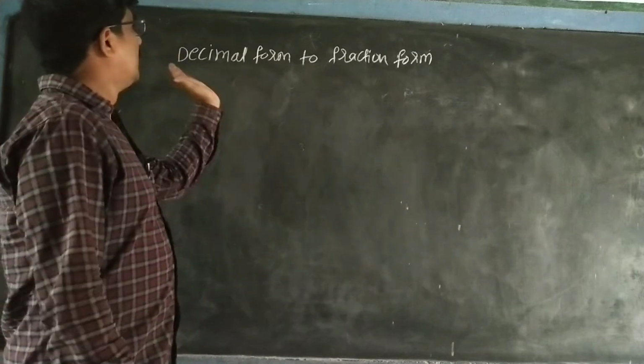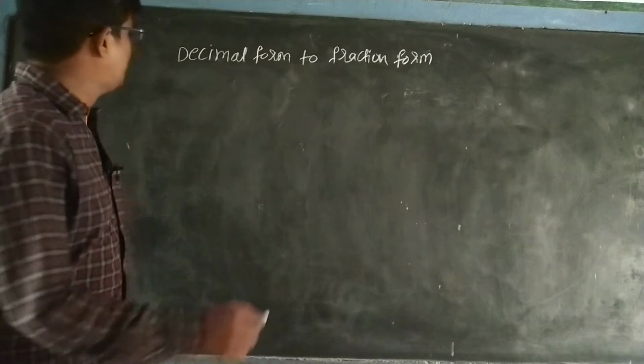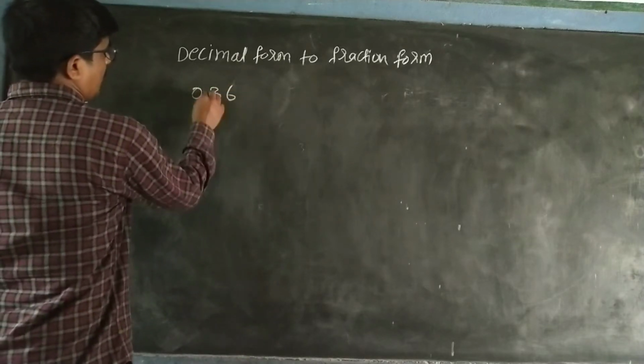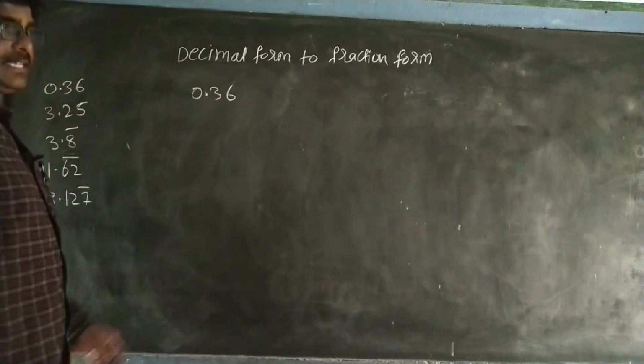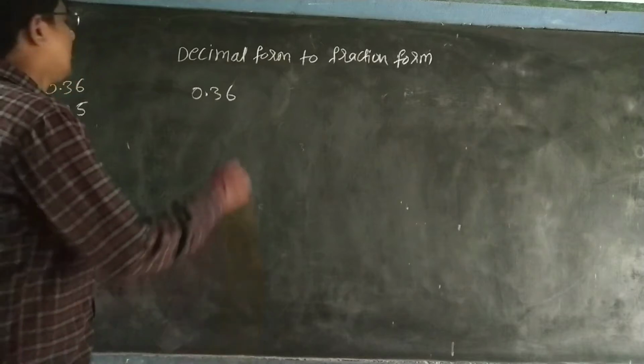Today our topic is decimal form to fraction form. This is an easy method. For example, one problem is 0.36. This is in decimal form. I am going to change it into fraction form.